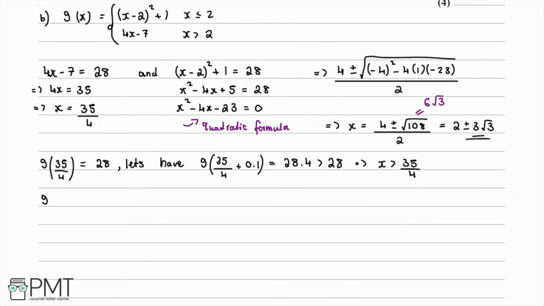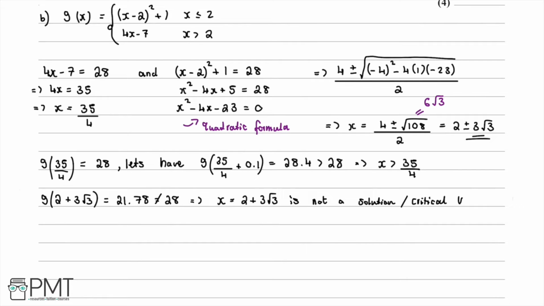So we then have g of 2 plus 3 root 3. And we know that 2 plus 3 root 3 is greater than 2. So we'll have that g of x is going to be 4x minus 7. Then substituting this into our equation, 4 lots of 2 plus 3 root 3 minus 7, we get 21.78, which is not equal to 28, which tells us that x equals 2 plus 3 root 3 is not a solution or a critical value. So that means we need to do no further work to find that on the inequality.